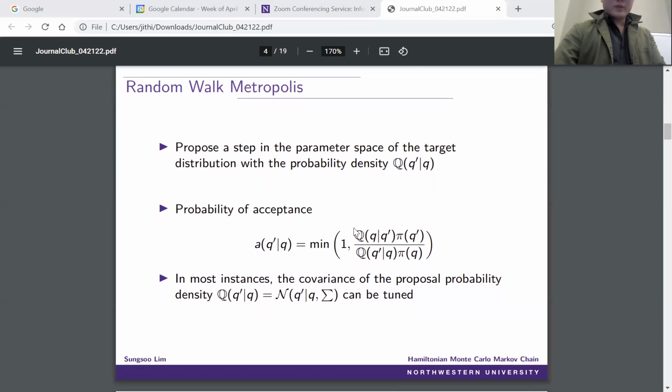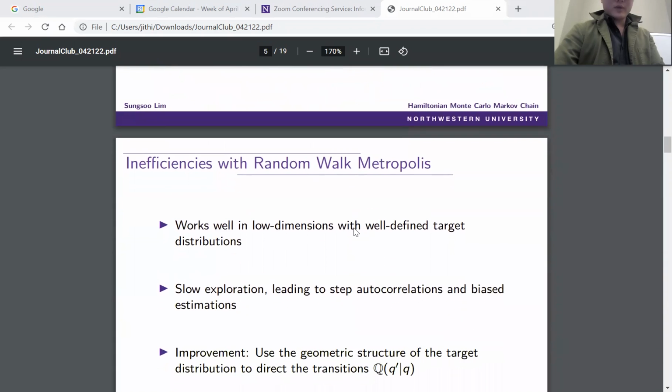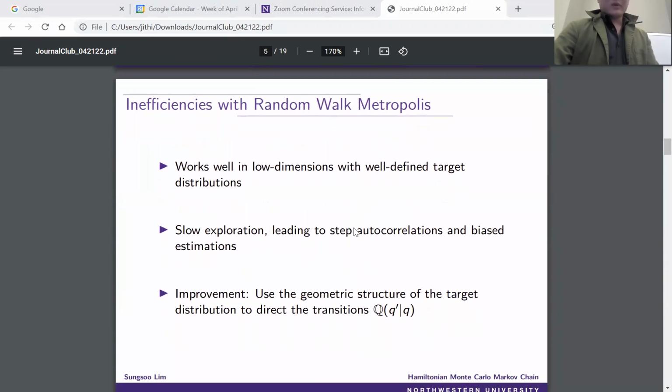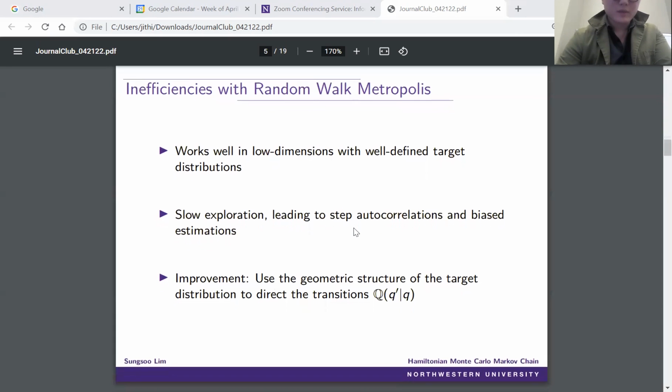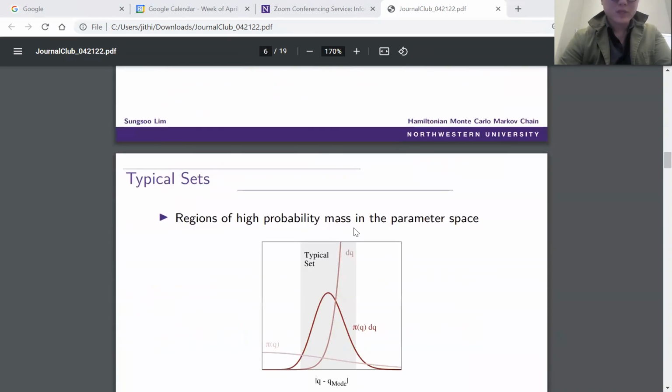So the problem with this algorithm is that it is quite inefficient. It works well in low dimensions with well-defined target distributions, but it has pretty slow exploration, leading to some autocorrelations and biased estimations. So the main idea that people have used, in addition to this random walk Metropolis, is to use the geometric structure of the target distribution to direct the transitions themselves. And that's the main idea behind the MCMC using Hamiltonian dynamics.